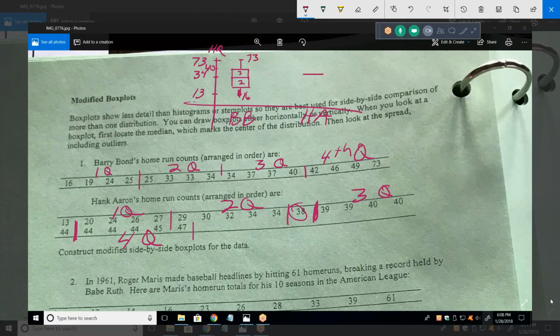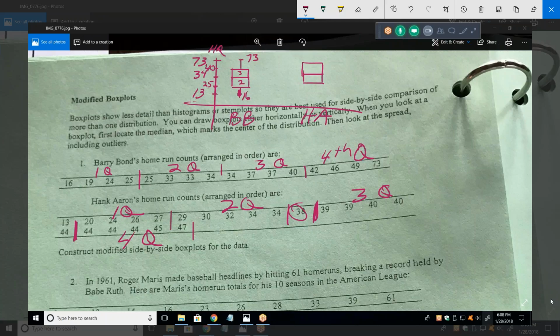If we're looking for the bottom of the second quartile, which is the bottom of the box, not counting the needles that stick out, that would be 29. And Barry Bonds was 25. So 29, a little bit higher. And the top of the third quartile is 44, a little bit higher.